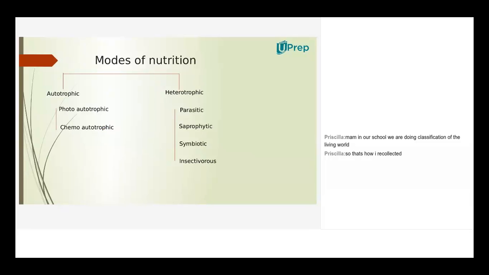Ma'am, in chemoautotrophs, do they partially use sunlight or do they not use sunlight at all? So it depends on which chemoautotroph you're talking about. There are certain chemoautotrophs which require sunlight. There are certain chemoautotrophs which do not require sunlight.